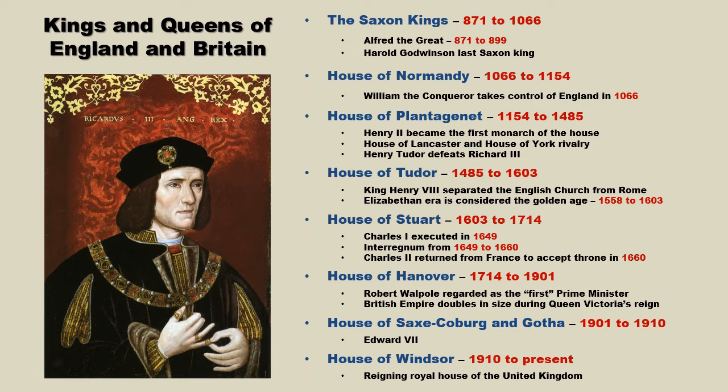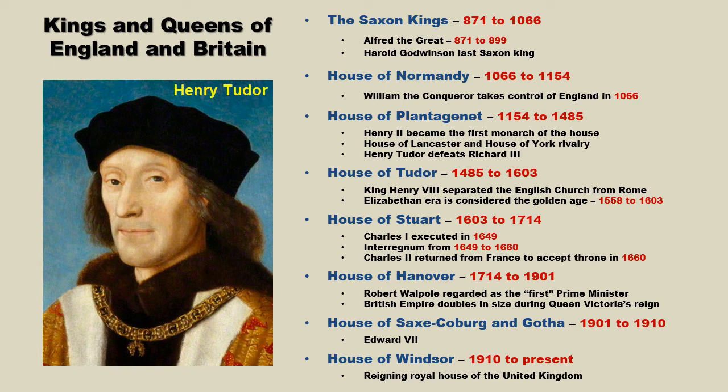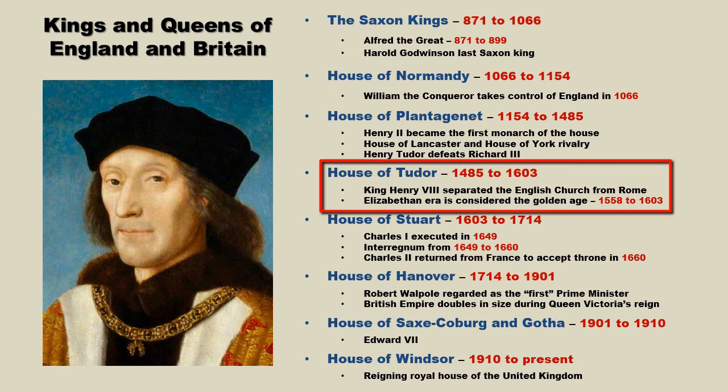Richard died in the conflict, making him the last English king to die in battle. Richard's death marked the end of the Plantagenet kings, as well as the end of the English Middle Ages. Henry Tudor, after taking the throne, became known as Henry VII. He married Elizabeth of York, which effectively ended the War of the Roses, and gave rise to the Tudor dynasty.